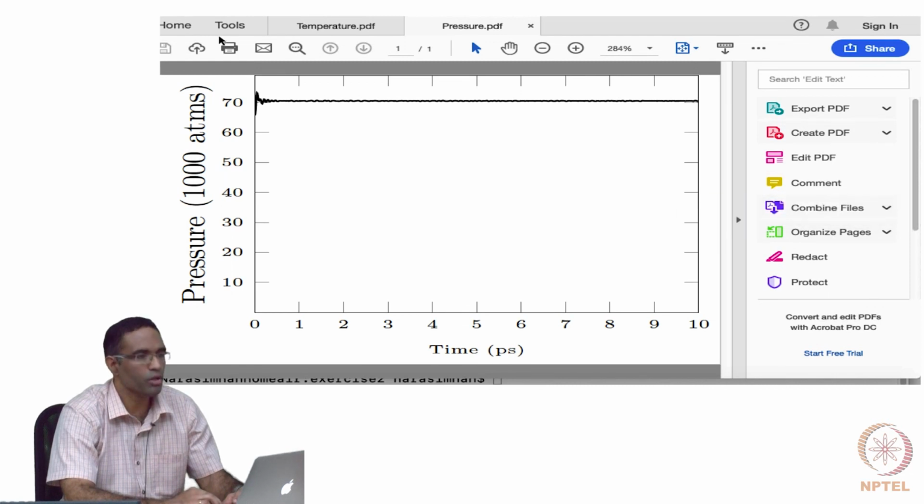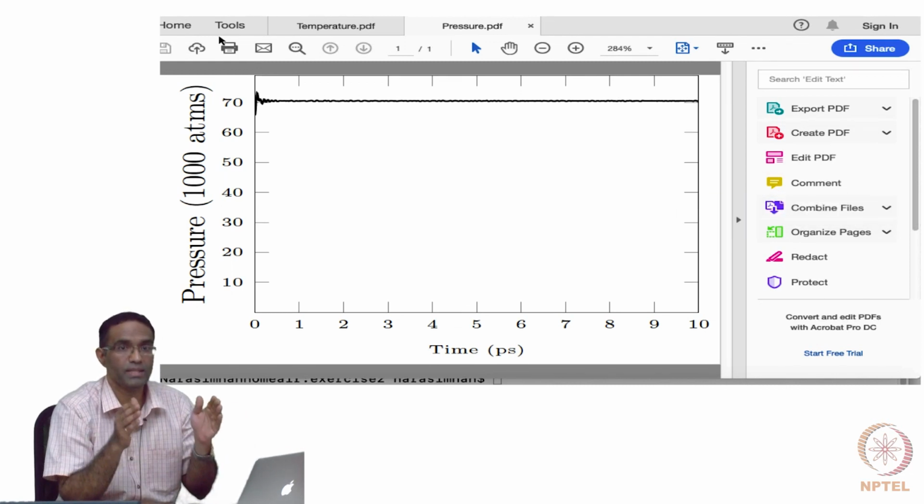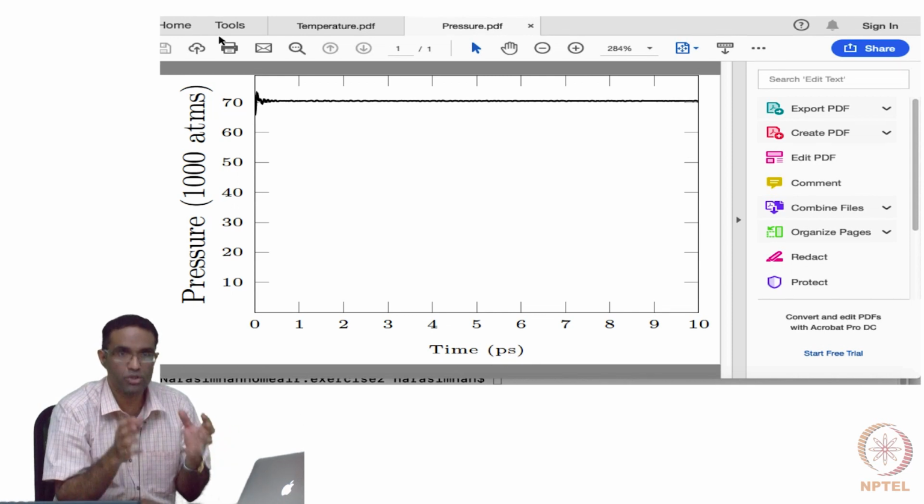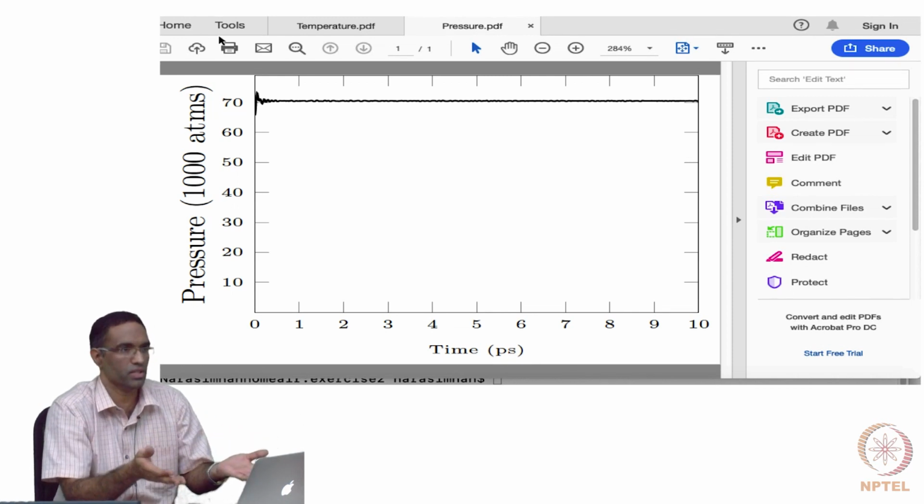Okay, and the volume is obviously fixed, and it will be exactly what you started off with, because you are not allowing the volume of the system to change. This is in fact NVE integration, right?